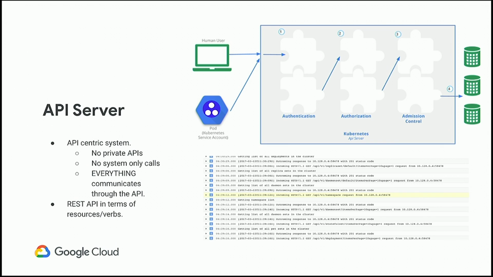So we have an example of that. You can see on the bottom right-hand side, although you can't really read it, the detailed logs that you get in Stackdriver showing all the API calls that are being made as part of a deployment.